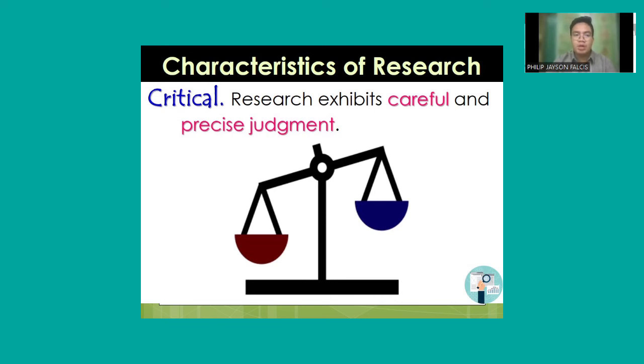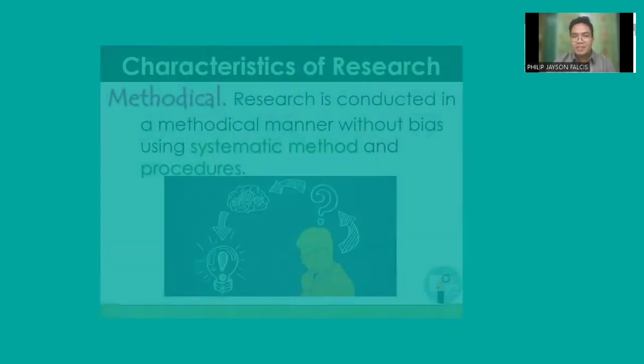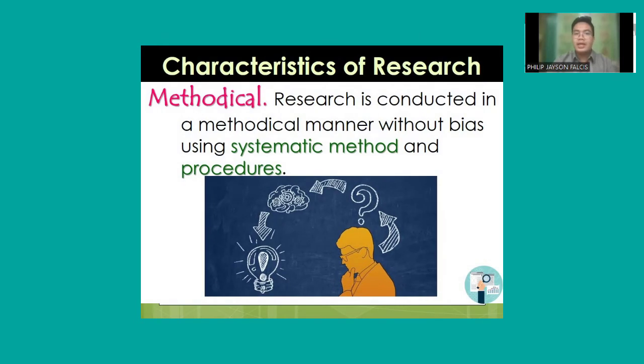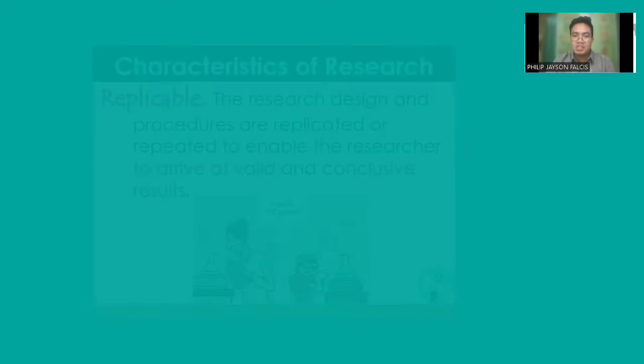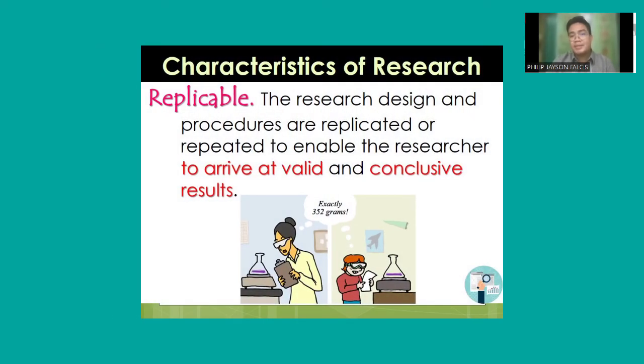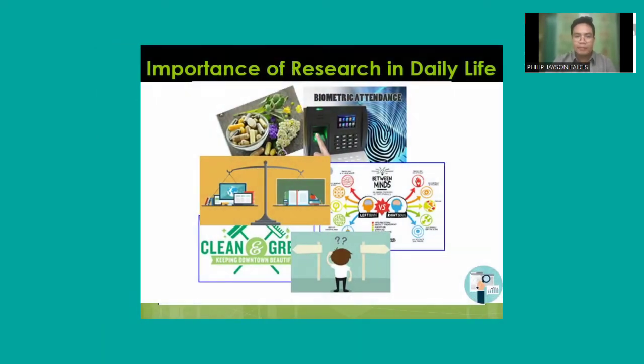Then it should be methodical. That means research is conducted in a methodical manner without bias, using the systematic method and procedures. There should be a method involved. And it should be replicable. When we say replicable, the research design and procedures are replicated or repeated to enable the researcher to arrive at valid and conclusive results. Now let's talk about the research and its importance in daily life.